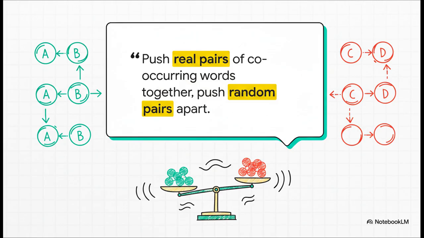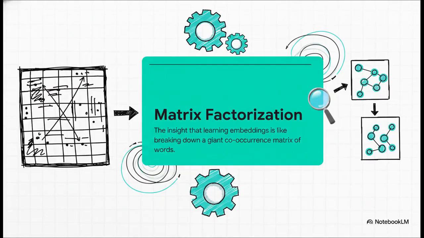It's just a constant game of push and pull, over and over again. Now, under the hood, there's a really powerful mathematical shortcut that makes this all possible and efficient. It turns out that this entire learning process is mathematically the same as taking a giant table, a matrix, of how often words appear together, and then using a clever trick to break it down and find all the underlying relationships. This process, called matrix factorization, is really the engine that learns the entire word map for us.